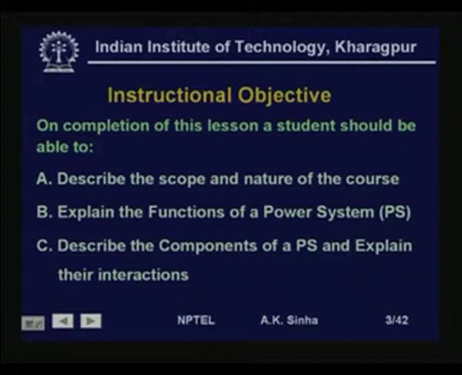Well, the whole idea is that once this lesson is over, you should be able to describe the scope and nature of this course. That is what we are going to do in this course. You should be able to explain the functions of a power system, what a power system does and why it is used. Then you will be able to describe the components of a power system and explain their interaction. That is, what are the basic components which build this power system and how do they interact with each other.